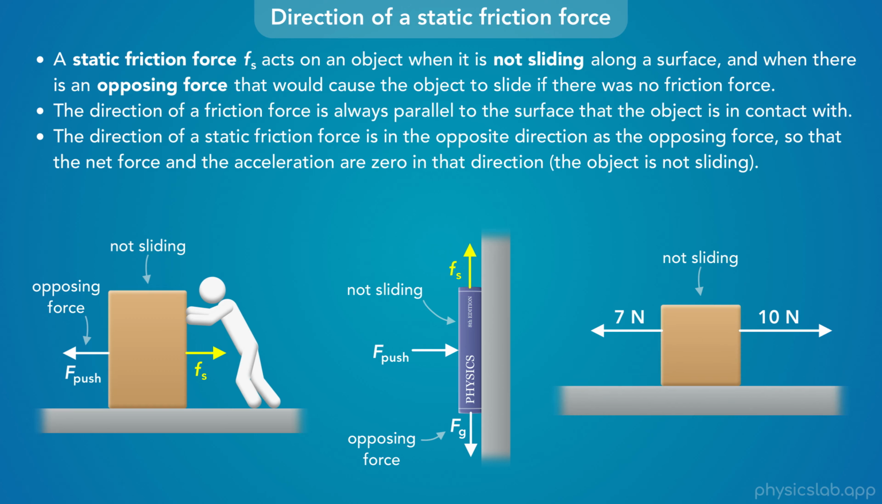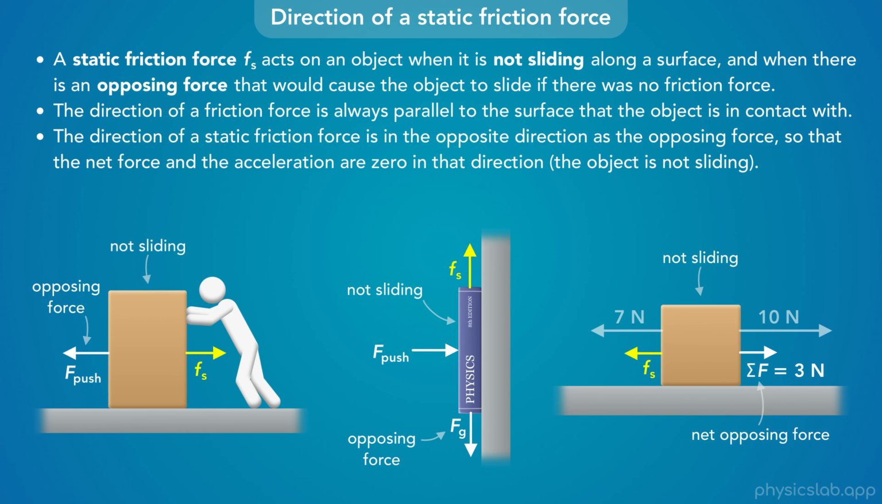In the third example, what direction would the box slide if there was no friction? The net horizontal force without friction would be 3 newtons to the right, 10 newtons minus 7 newtons. That 3 newton net force would cause the box to slide to the right without friction. That means the static friction force must be acting to the left. So it's actually the net opposing force that we care about.